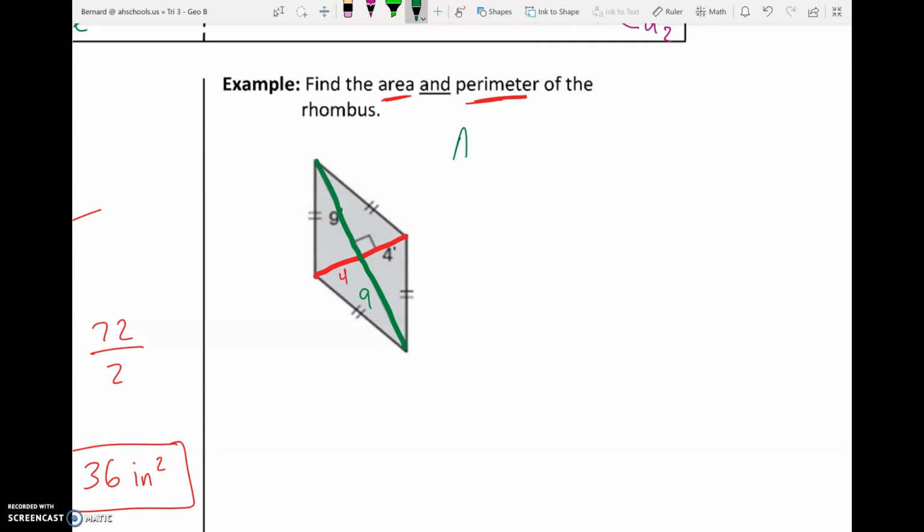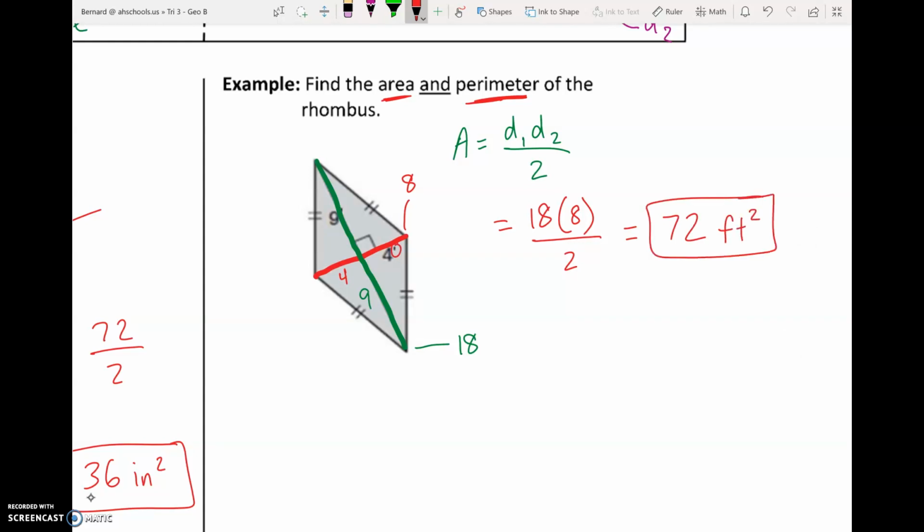And so let's find the area first. Remember, area, if we know the diagonals, is diagonal 1 times diagonal 2 divided by 2. And so the full green diagonal is 9 and 9, which is 18. The full red diagonal is 4 and 4, which is 8. And so we just want to times the 2 diagonals together. We'll go 18 times 8, and then divided by 2. 18 times 8 divided by 2 is going to be 72. And this time, those are feet units, so feet squared. And that is our area.